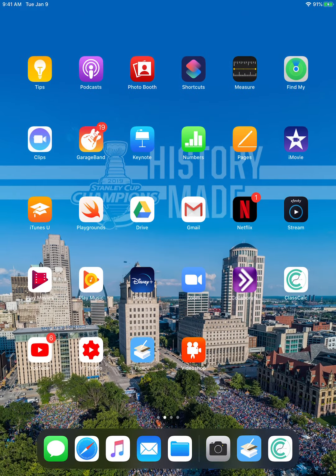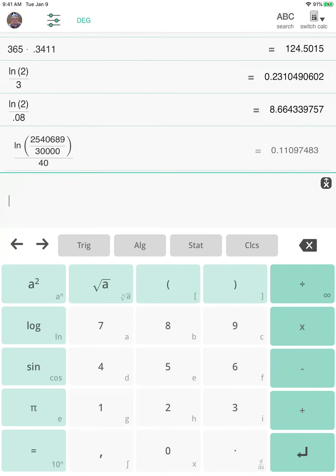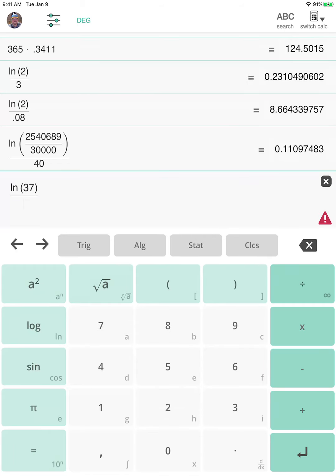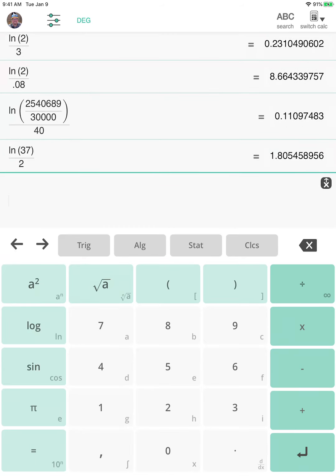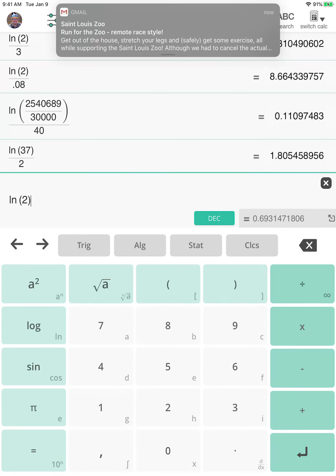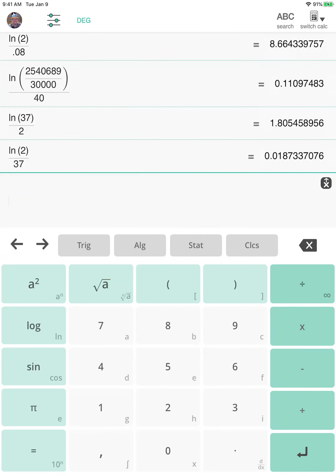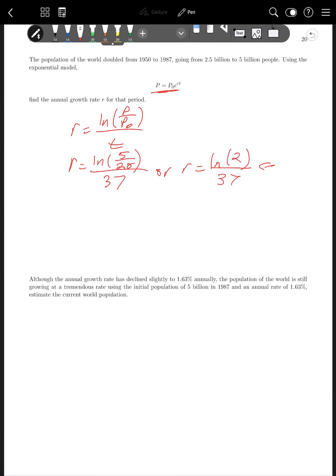So we could just do the natural log of 2 divided by 37. Sorry, I got those backwards. The natural log of 2 divided by 37. And what you get is 0.0187, or 1.87%.